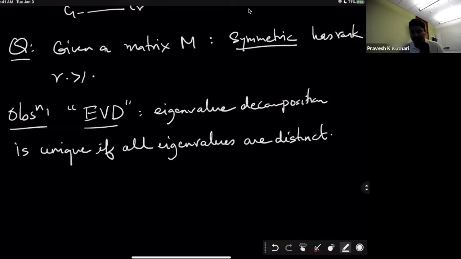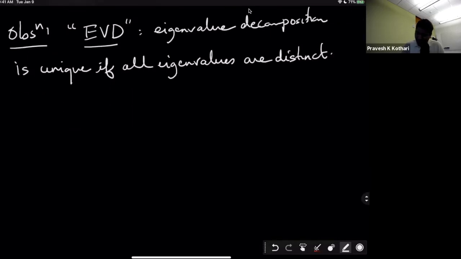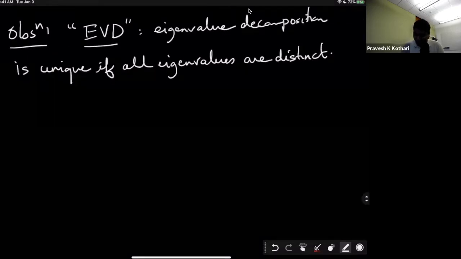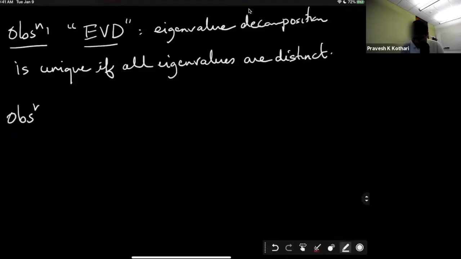Agree? Okay, so in fact, let me make this. Oh, I guess before going on, another observation. I guess today is a lecture of observations. So, what about computational complexity? Given a symmetric matrix, can I compute its eigenvalue decomposition in polynomial time?